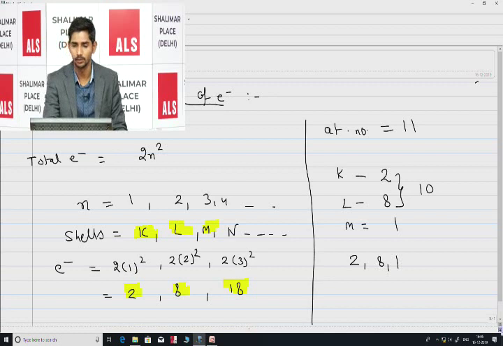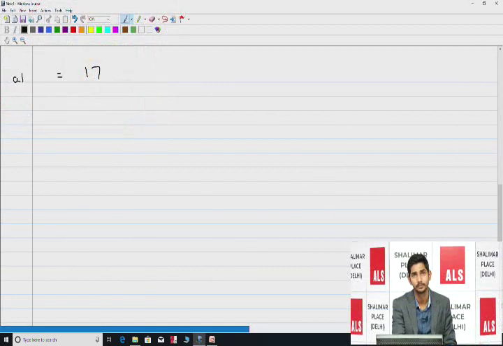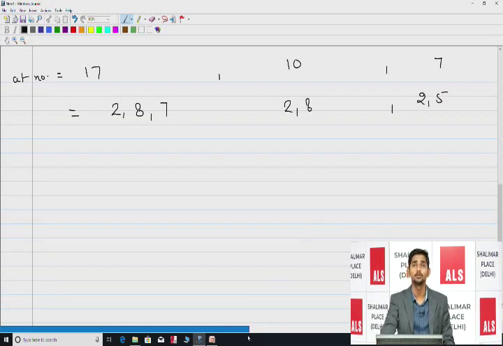Okay. Now, let's say suppose we have got atomic number 17. So how will I write it? 2, 8, 7. See, sum should be 17 over there. Let's say suppose we have got atomic number 10. So we'll simply write 2 and 8. If you have atomic number 7, you will simply write 2 and 5. So this is how you can write the electronic configuration.